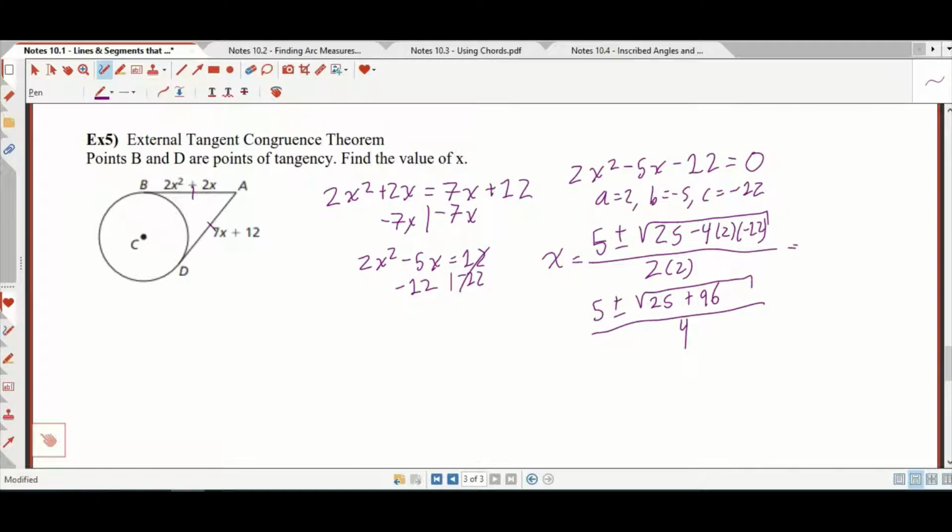Is 25 plus 96 nice? Ooh, it sure is. 5 plus or minus the square root of 121 over 4. But the square root of 121 is just 11. So it's 5 plus or minus 11 all over 4. Now 5 plus 11 is 16. And 16 divided by 4 is 4. And 5 minus 11 is negative 6.